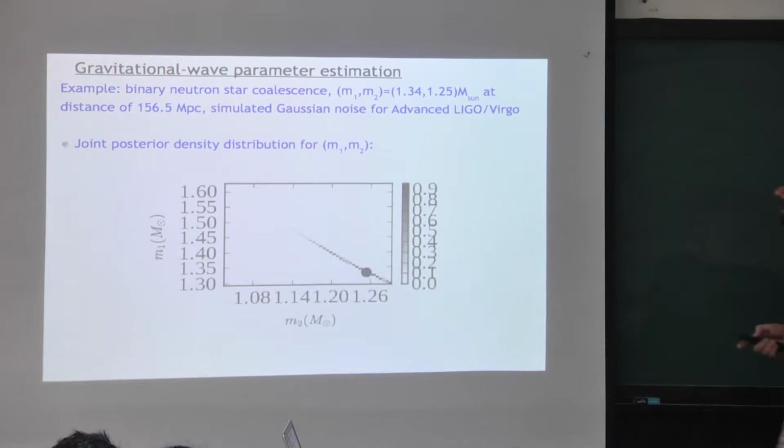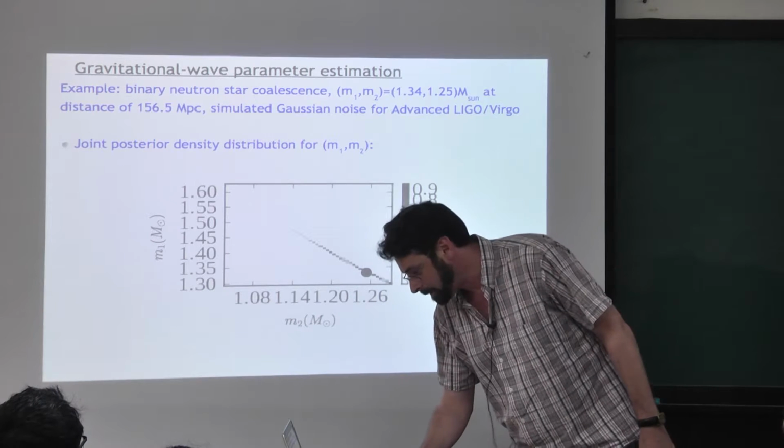And then, of course, you can look at joint posterior density distributions, for instance, for M1 and M2. Here they are. The dot indicates the true value, and you see that you get a 2D posterior distribution that is quite smeared out. In fact, it looks like it is smeared out along a curve. Can anyone tell me what that curve could be? Yes, it is a curve of constant chirp mass because, of course, that is extremely well determined.